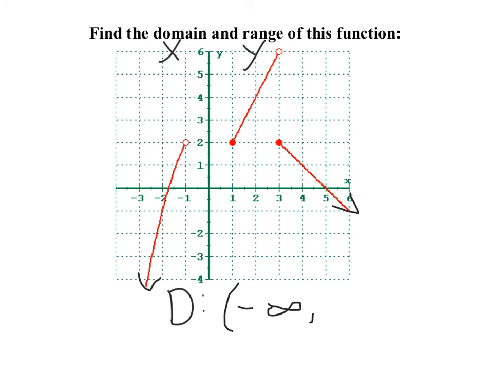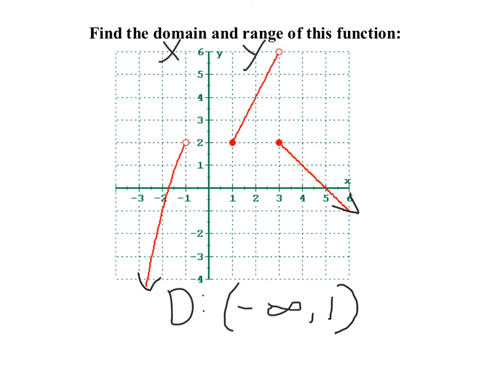Well, it looks like it's stopping right here at -1. See that? It's stopping here at -1, and that value for x is open. So since it's an open value, we're not going to include -1 in the domain. Then I'm going to use another parenthesis instead of a bracket. I would not use a bracket for this particular point because it's not included in our domain.